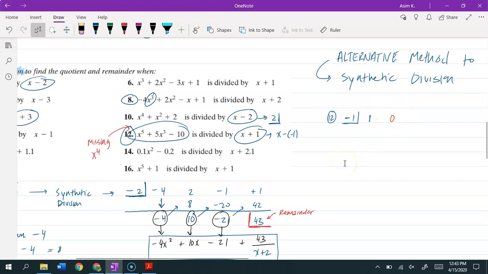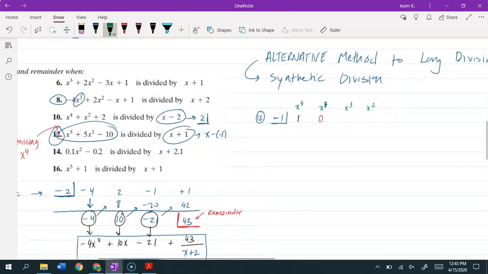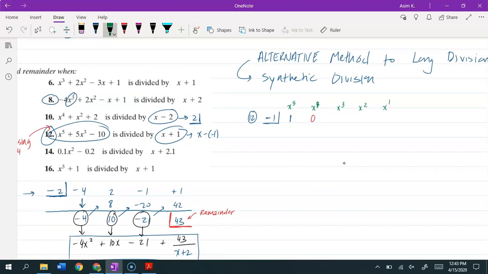If it helps you to think about it, think of this as x to the power of 5, x to the power of 4, x to the power of 3, x to the power of 2, x to the power of 1, x to the power of 0. Think of it that way, if it helps, right? So we're just putting things in their proper spot.